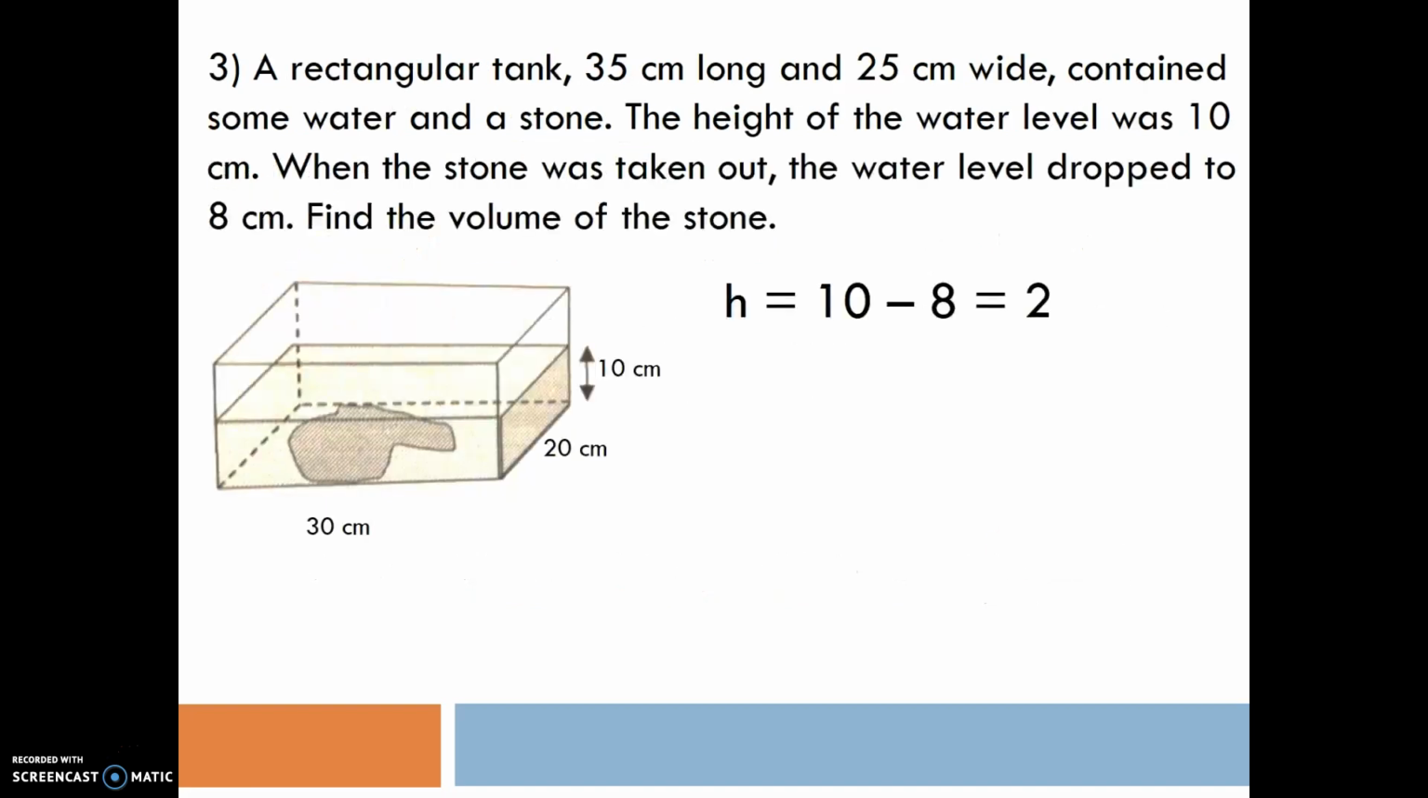Okay, so now we have a similar situation. We have a rectangular tank. It's partially filled with water, but there's a stone inside. Let's read through it. A rectangular tank, 35 centimeters long and 25 centimeters wide, contained some water and a stone. The height of the water level was 10 centimeters. When the stone was taken out, the water level dropped to 8 centimeters. Find the volume of the stone.